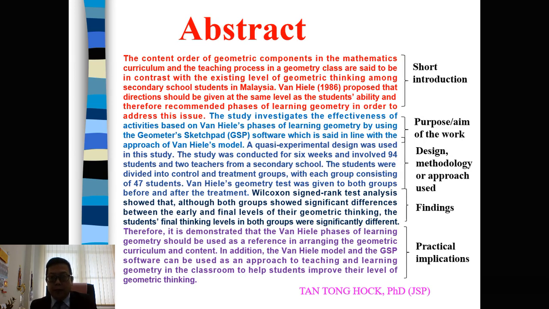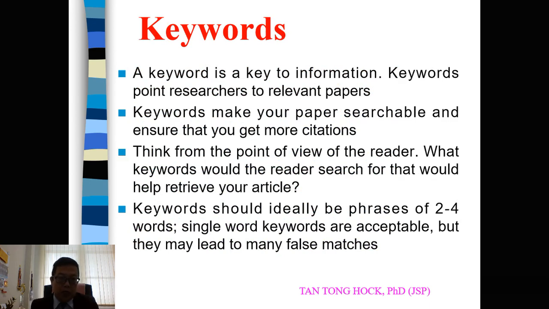An abstract is normally divided into 5 portions. The first is a short introduction: you mention generally what field you do the research in. Then the purpose or aims of the work, then the design, methodology or approach you have used, and the fourth part is your findings. Finally, you put in the practical implication to complete your abstract. In the abstract, you also need to give the keywords. The keywords are important information because they point researchers to the relevant paper.